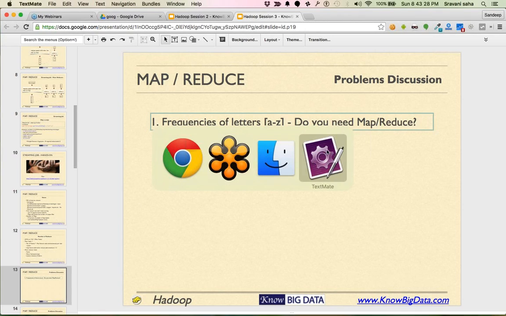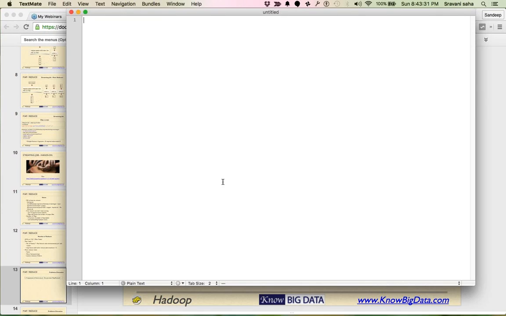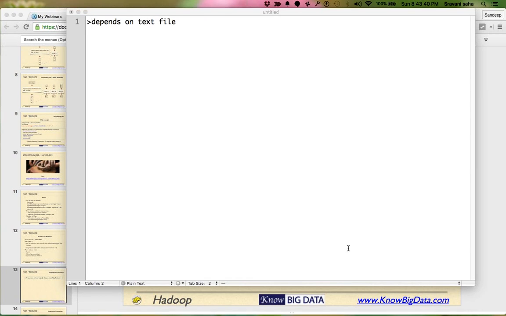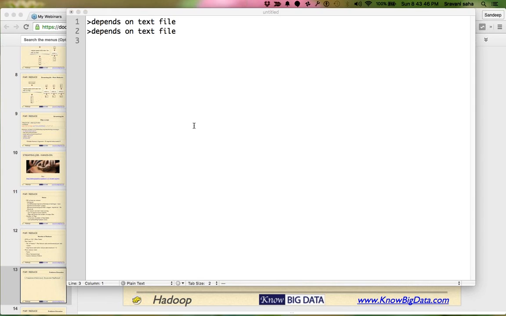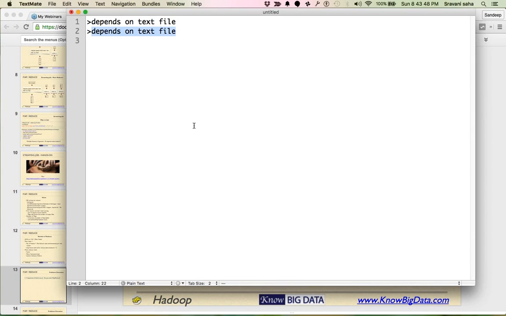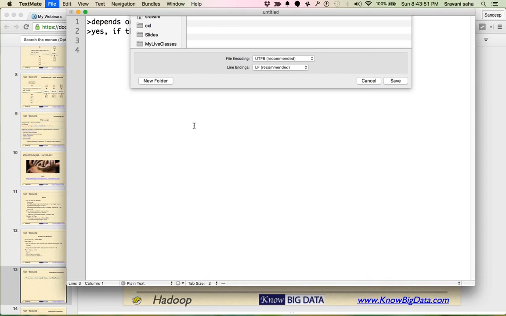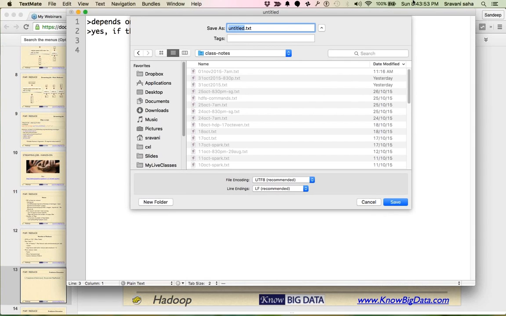Now let me ask you another question. Okay, so depends on the file size. This is a good answer. Whenever we are solving any big data problem, the important thing you need to ask is what kind of data are we talking about? Is it in gigabytes or is it in?